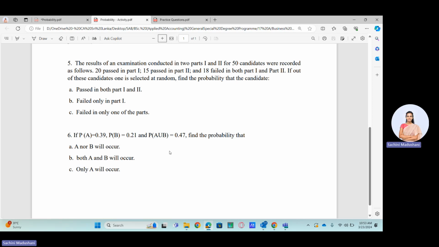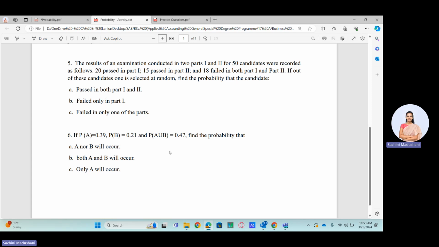Okay, then this represents the intersection. These three candidates passed both. Then this one represents these 18 that failed in both. Then these 17 candidates passed part 1, but they failed in part 2. This 17 in here, no? Then this circle represents only candidates who passed part 1.